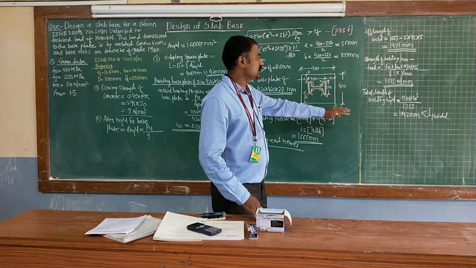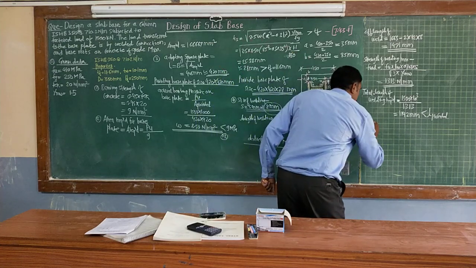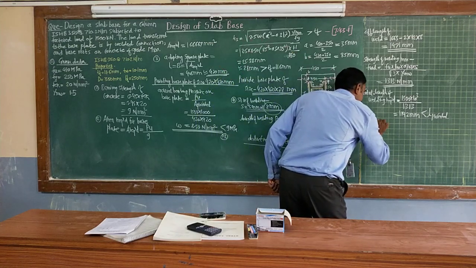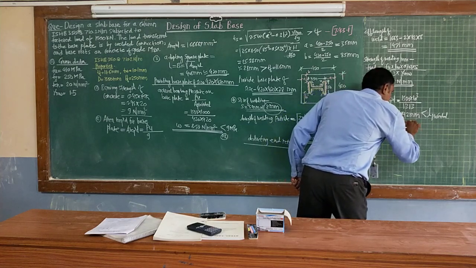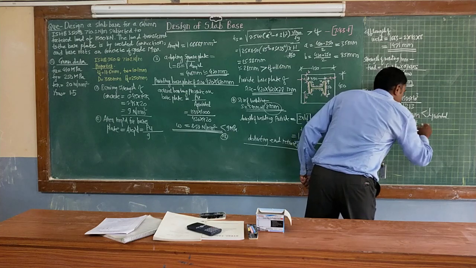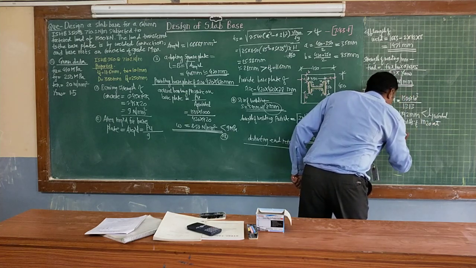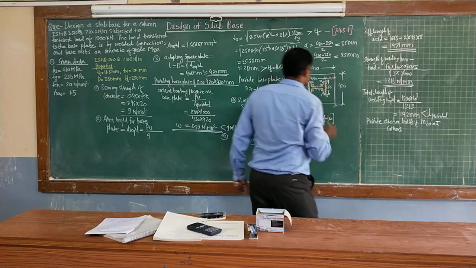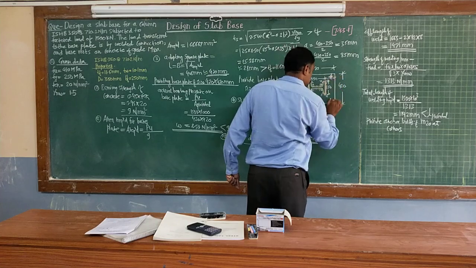Correct. So at the last, your connection is completed. At the last, you have to just write here, provide anchor bolts. Provide anchor bolts of M20 at corners. Correct. So at these 4 corners, you have to provide anchor bolts.